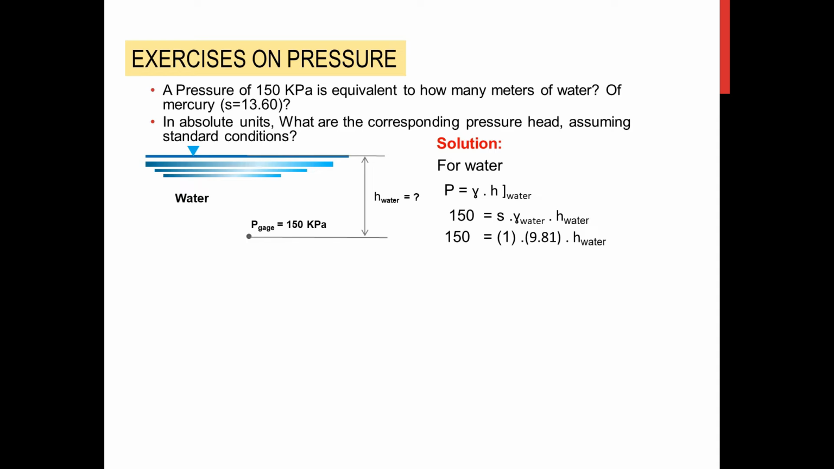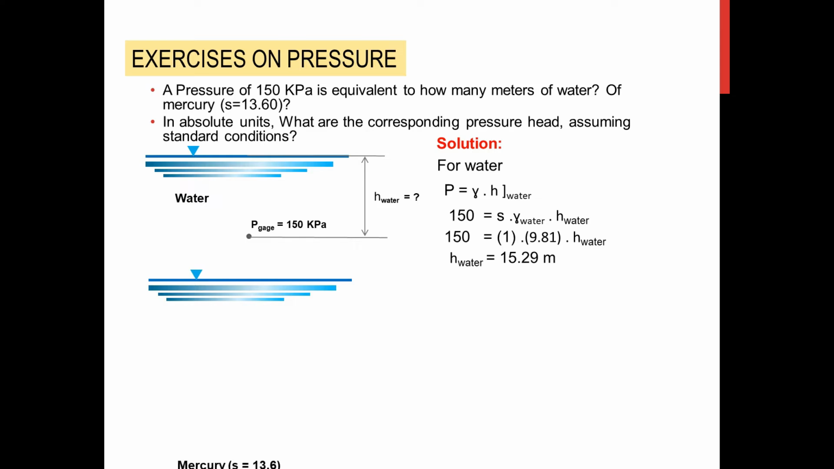So we substitute the other given. Remember that the specific gravity of water is equal to 1. Now we can derive the value of the head of water. So that equates to 15.29 meters.